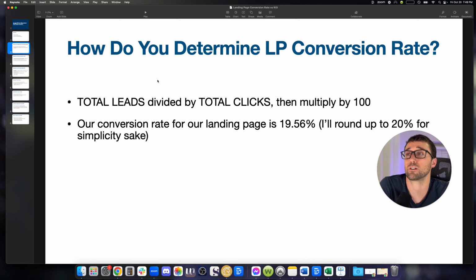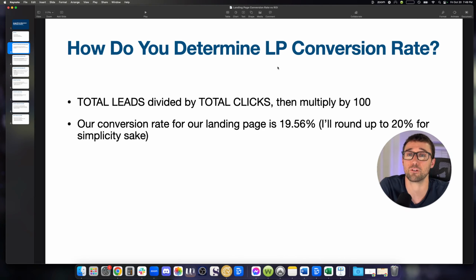Number one, we have to look at how you actually determine the landing page conversion rate. We actually have to know how to do this first. The way that we figure this out is it's the total number of leads divided by the total number of clicks, and then we multiply that by 100 to get our conversion rate. So for us, looking at all the data across all of our clients for all the campaigns that we run, we see about a 19.56% conversion rate, and I'll round that up to 20% just for simplicity's sake. So basically 1 in every 5 clicks is becoming a lead on the landing page that we use. So then what do we do?